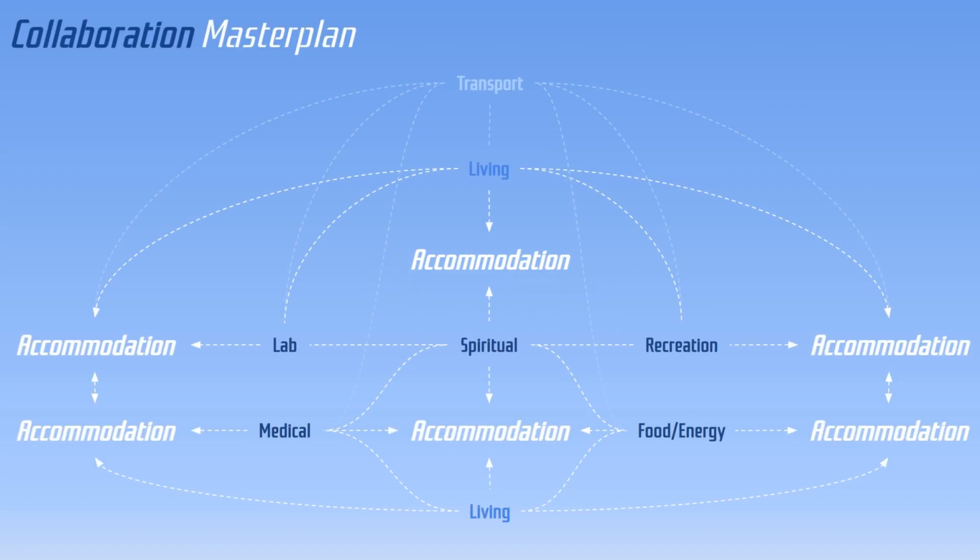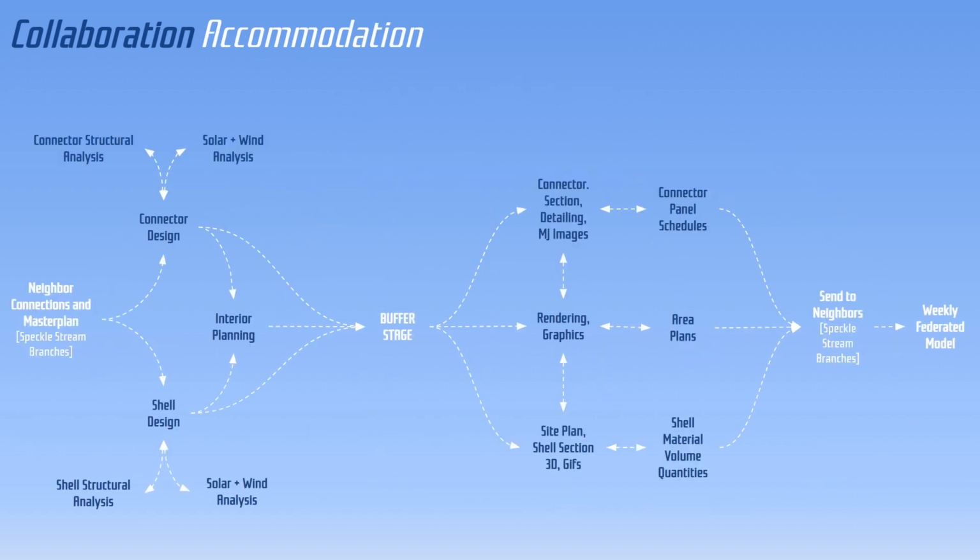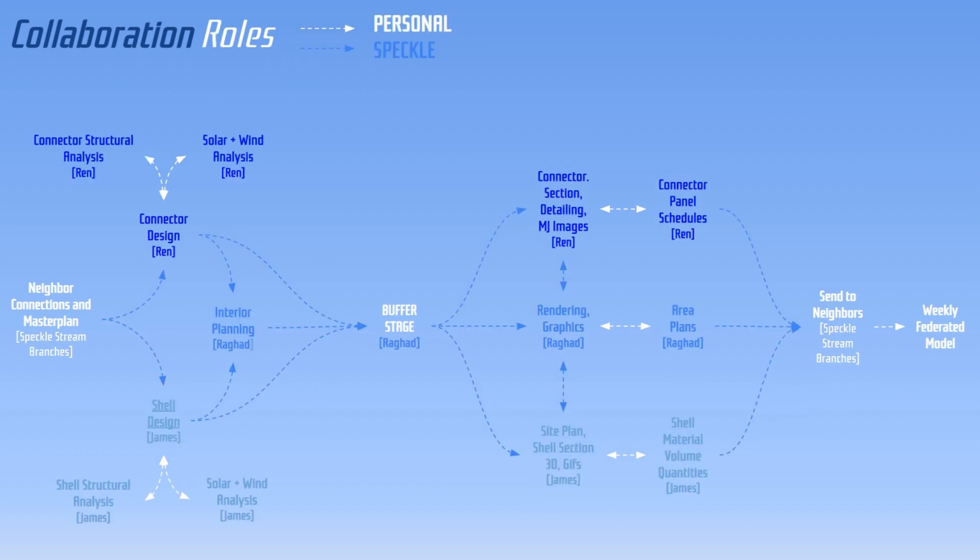Now we're going to talk about our collaboration diagrams. This is our initial collaboration diagram for the master plan, showing that accommodation, which is our group, is interacting with almost all of the other groups. This next one is our first diagram, which showed just kind of the idea of where our flow of information would go. This is a revised version of that, where our blue lines are the speckle streams in between our team members, and then the white lines are the speckle branches within our own streams.